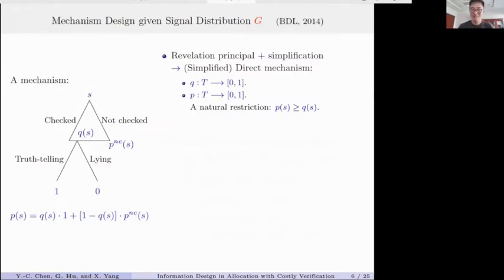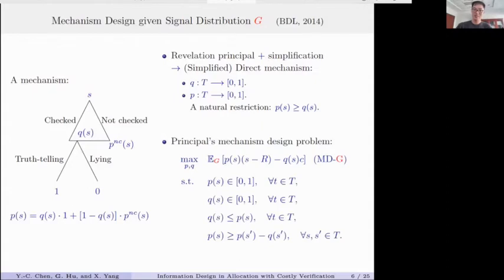Because if you look at the equation, P is Q plus something else, right? So P should be greater than Q. P is the total assignment probability. And the principal would design an optimal simplified direct mechanism to allocate the good, and the mechanism design problem is formulated in this way. So the designer chooses the P function and the Q function to maximize the expected payoff. And the expectation is taken according to the distribution G.